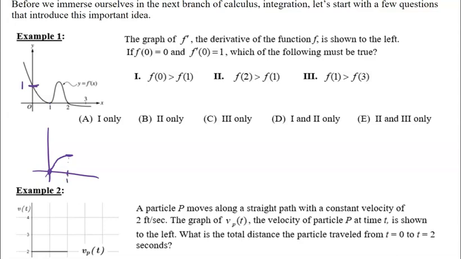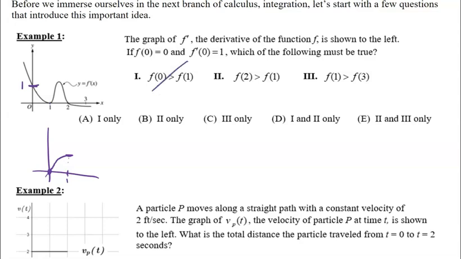Okay, so if I want to compare f of 0 and f of 1, I don't necessarily know what the value of f of 1 is, but I do know, because f prime was positive, that it has to be something bigger than 0, which was f of 0, so I know that this cannot be true.